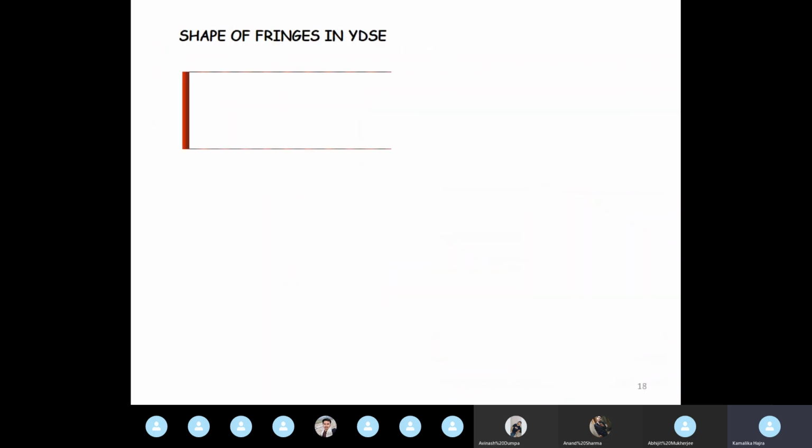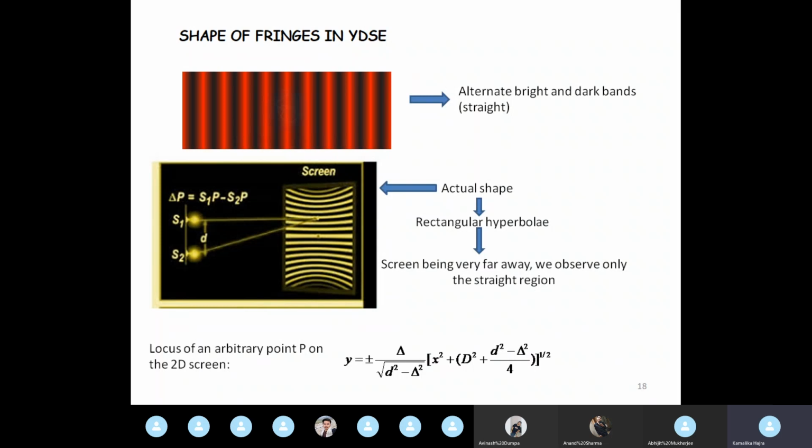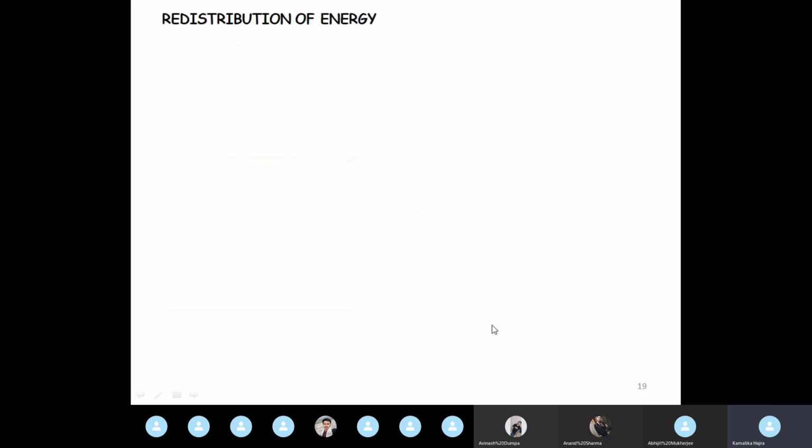The shape of the fringes, what we see are straight lines, but the actual shape of the fringes is rectangular hyperbolae, and we see only the straight line portion of the rectangular hyperbolae because that is the only thing that is possible in the limited distance of the laboratory, and this is the mathematical expression for the shape of fringes.